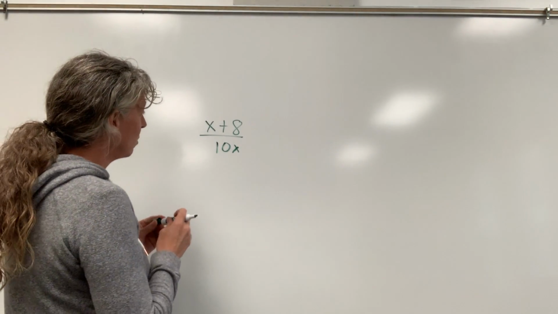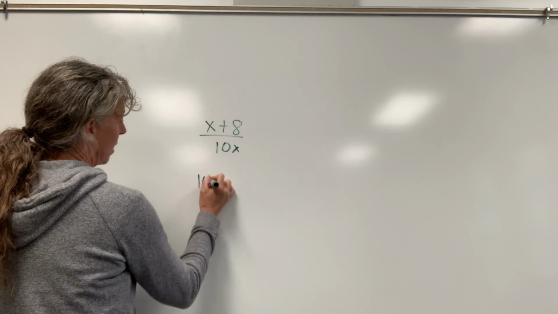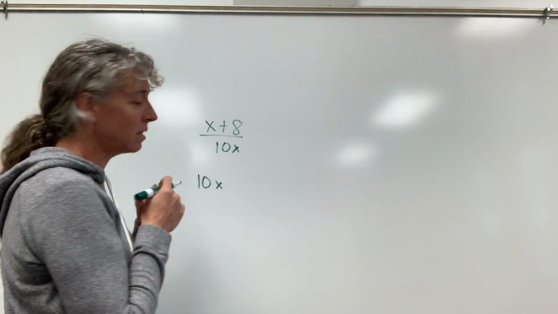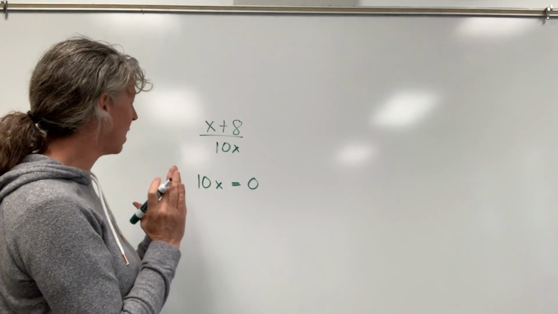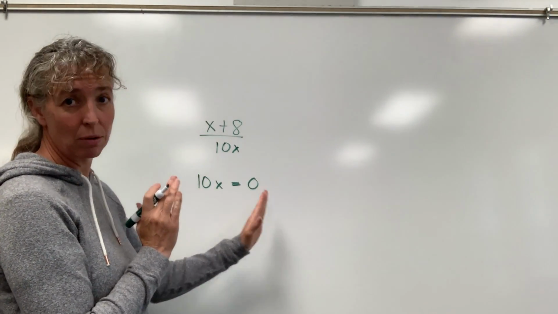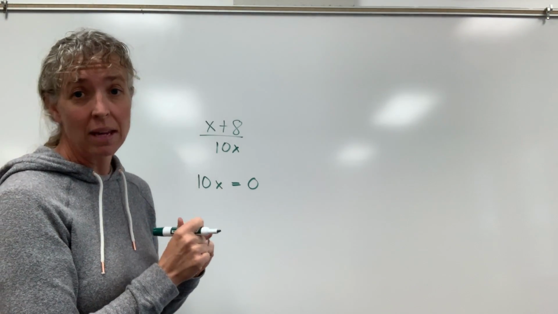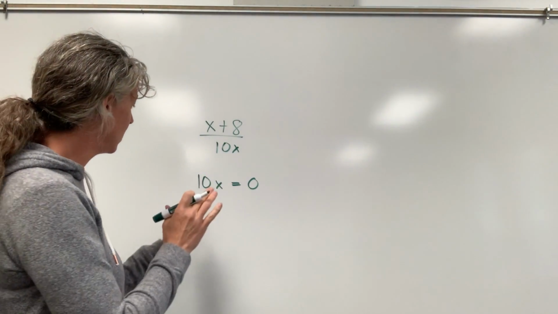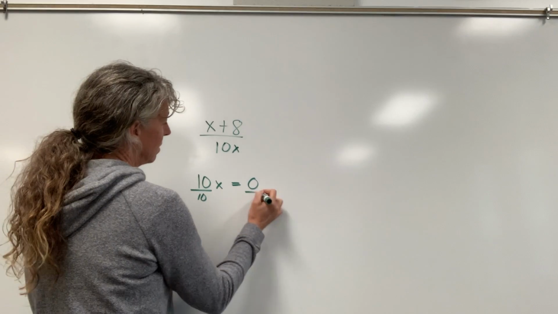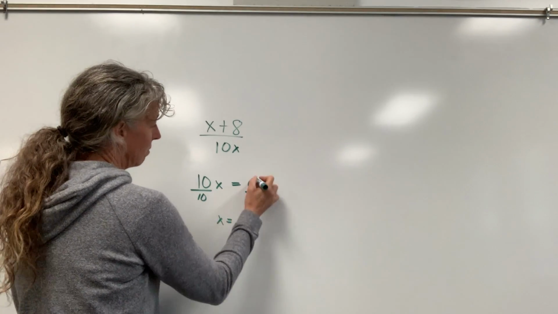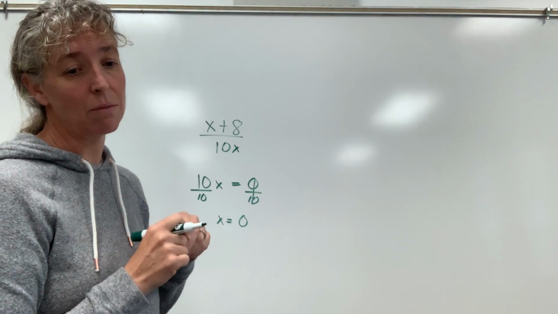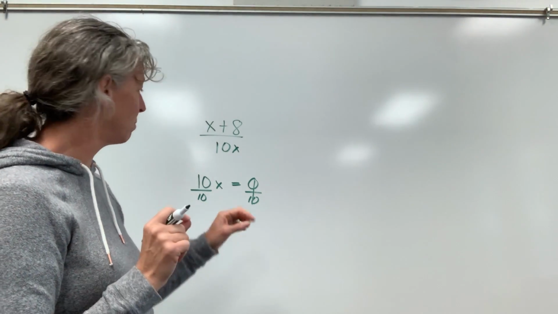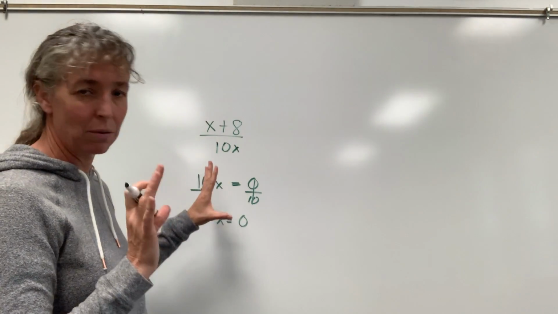So to find the excluded value, I take the bottom of my fraction, which is 10x, and have it equal 0. What will I be able to plug in here to make it equal 0? Some of you will be able to tell right away. If you can't, just solve this equation. Divide by 10, and x would be 0. So my excluded value would be 0 for 1a. That's what plugged in here makes the bottom equal to 0.